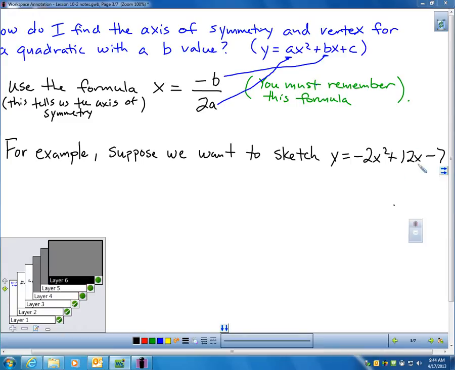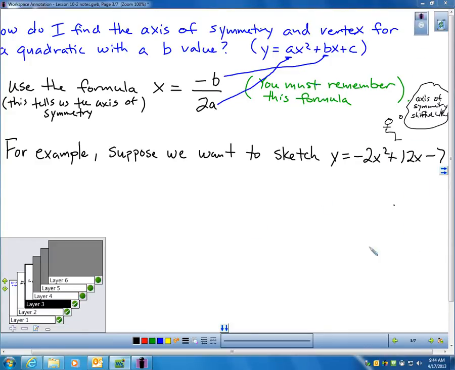You notice there is a B value. So as soon as I see a B value, in my mind as I'm sitting here at my desk, I'm thinking the axis of symmetry is shifted left or right. I'll just put L or R. I don't know which way it's shifting. I've got to use the formula to figure that out. But I know the axis of symmetry is not going to be right on the y-axis anymore. It's going to be shifted.